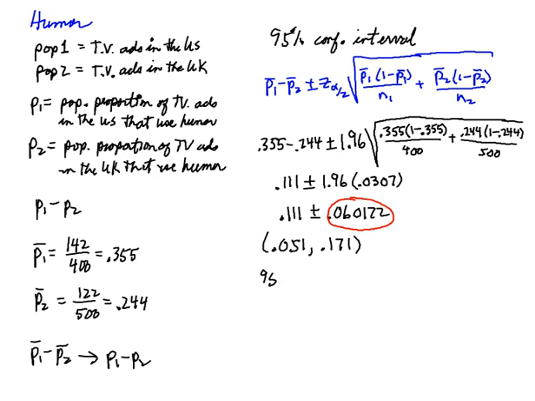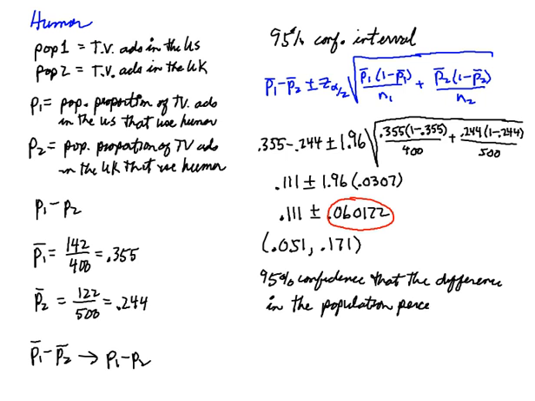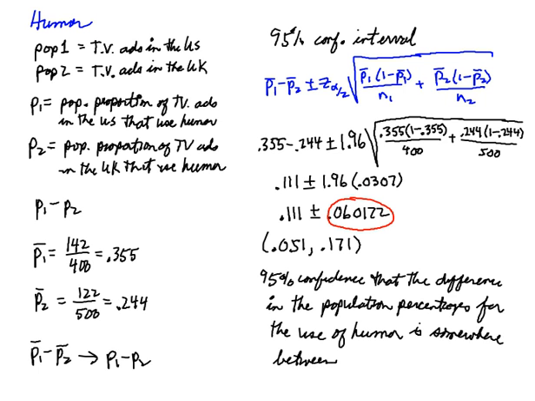So I could say I have 95% confidence that the difference in the population percentages for the use of humor is somewhere between 5% and 17%.